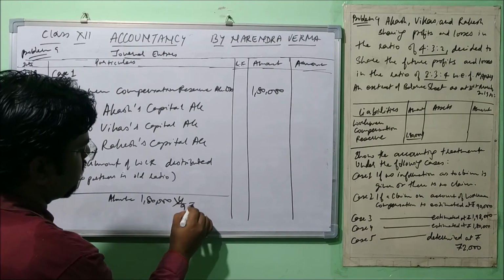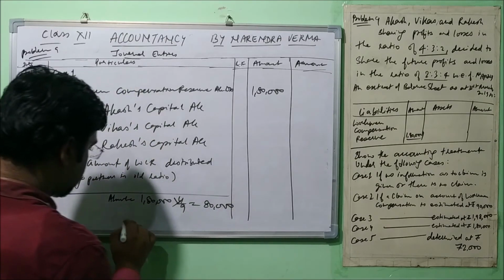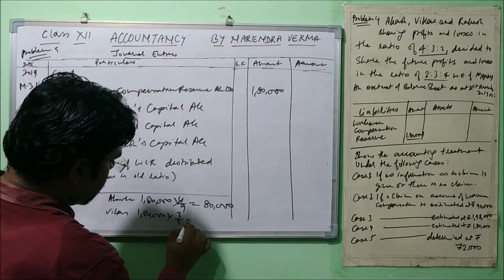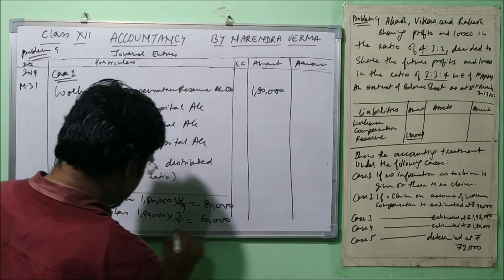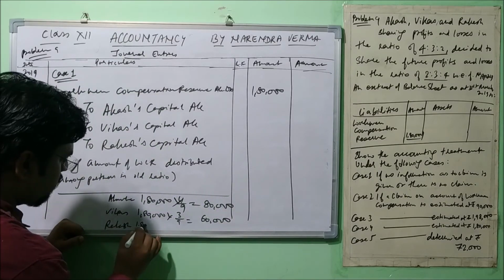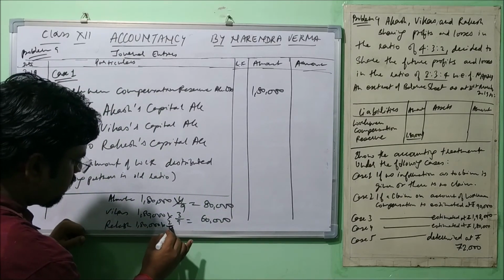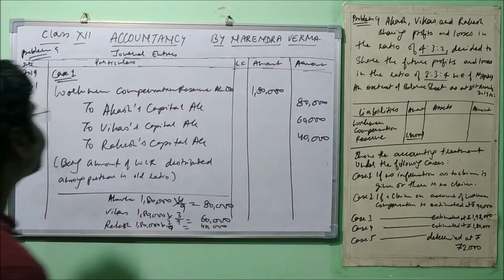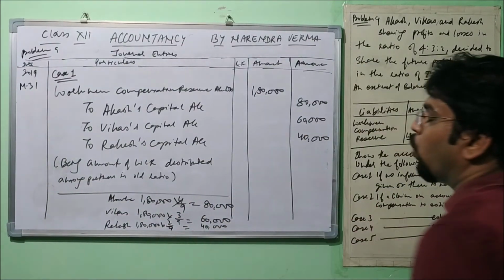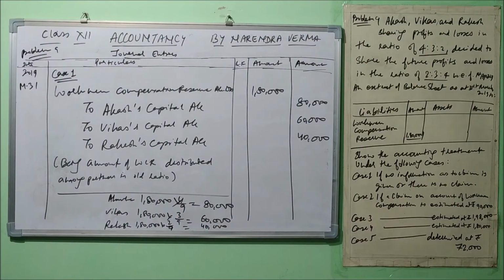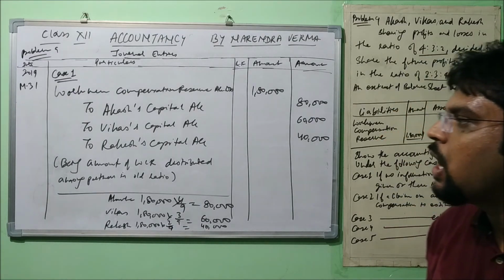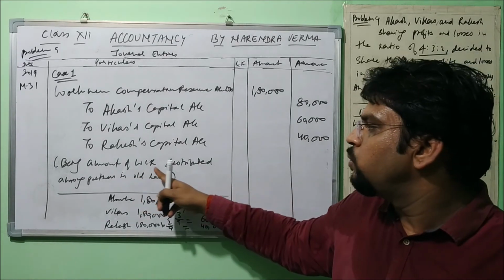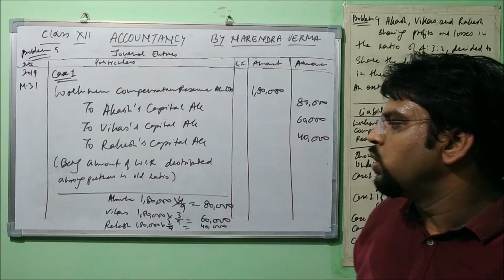4 by 9. Let's calculate that. 80,000, and for Vikas that will be 3 by 9, 60,000, and for Rakesh that will be 2 by 9, right? 40,000. So 80,000, 60,000 and 40,000, right? Okay. So this will be the journal entry. Workmen Compensation Reserve account debit to Akash capital account, to Vikas capital account, to Rakesh capital account, 80,000, 60,000, 40,000, being amount of WCR distributed among partners in old ratio, right?